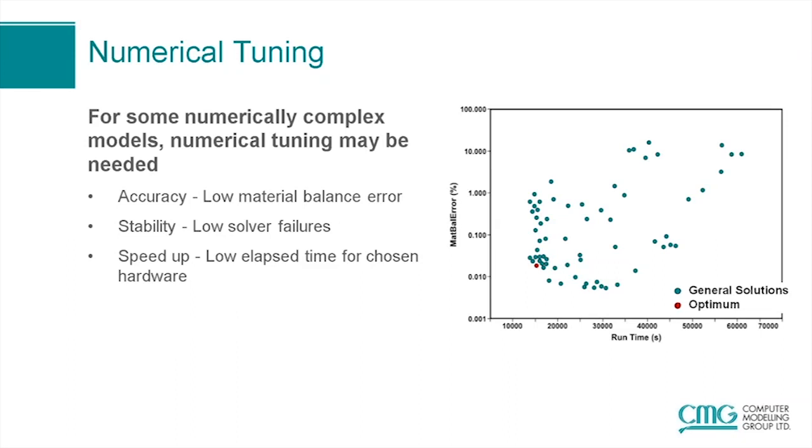Now, anyone that's done numerical tuning in the past knows that there is a negative correlation between the speedup, or the speed of your run, versus the other two parameters. For example, if we look at material balance error, we can see that the lower material balance errors tend to have a longer runtime, and vice versa. The shortest runtimes tend to have a higher material balance error. So when you do numerical tuning and try to pick the optimal solution, you will pick something with a compromise in between these two. And that solution is shown in red here and typically lies on the Pareto front on a plot like this.